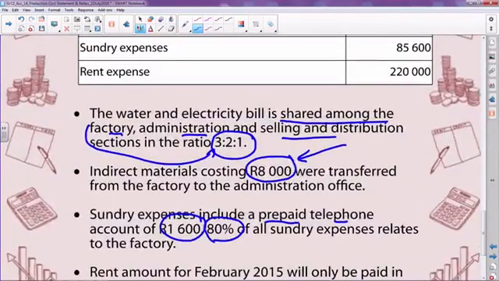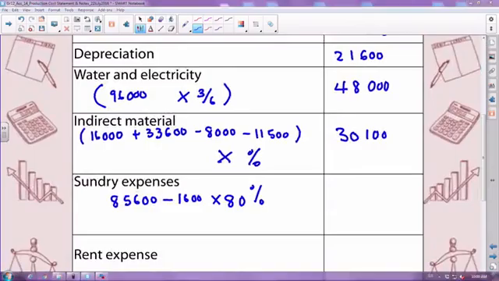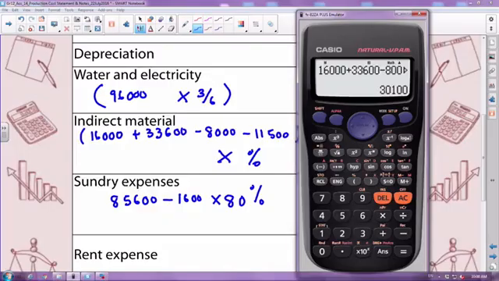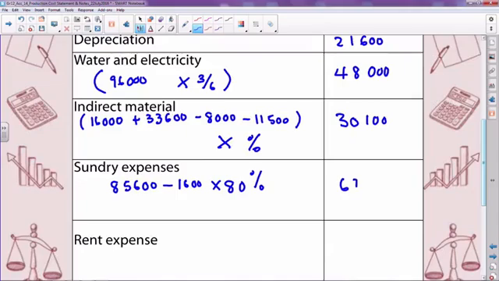80% of sundry expenses relates to the factory. Not all of it, only 80%. Therefore, watch my calculation. Times 80%. Okay, take out my calculator and we say 85,600, initial figure minus the prepaid expense will give me that times 80%, and 67,200. Voila, I've got my 67,200 as my sundry expense.